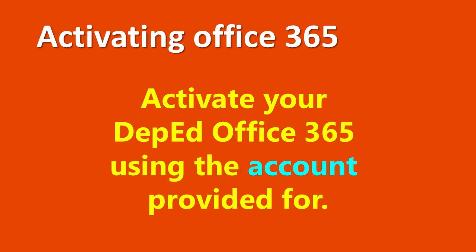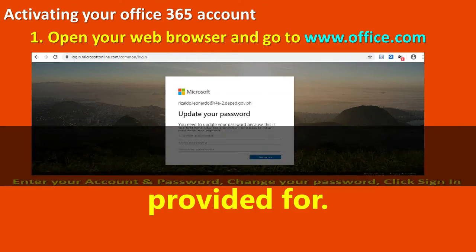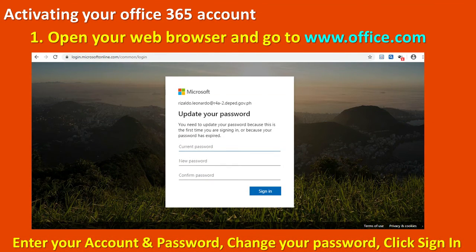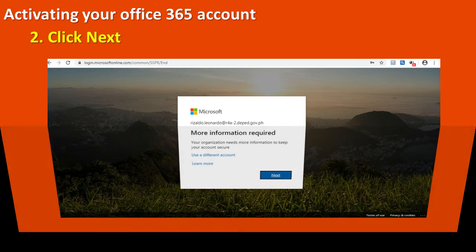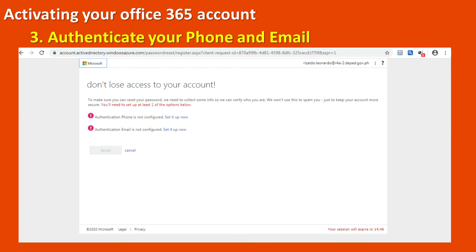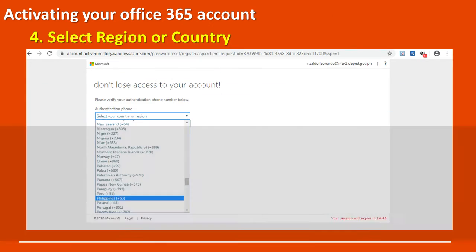How to activate your DepEd Office 365. Open your web browser and go to www.office.com. Enter your account and password. Change your password, click Sign In, click Next. Authenticate your phone and email by clicking Set It Up Now.